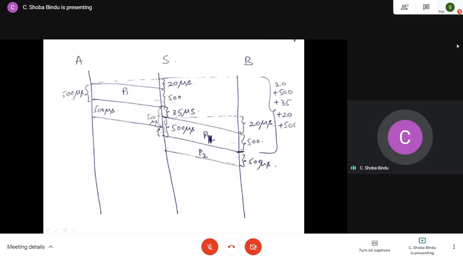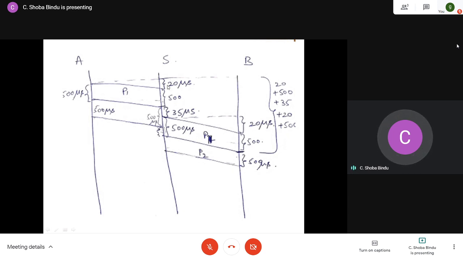After that, it starts forwarding the first packet to the destination. P1 takes 500 microseconds again to be placed onto the second link, and it takes 20 microseconds to reach the destination. This is the propagation time. So the total time for the first packet to reach the destination is from here to here. So what is this?